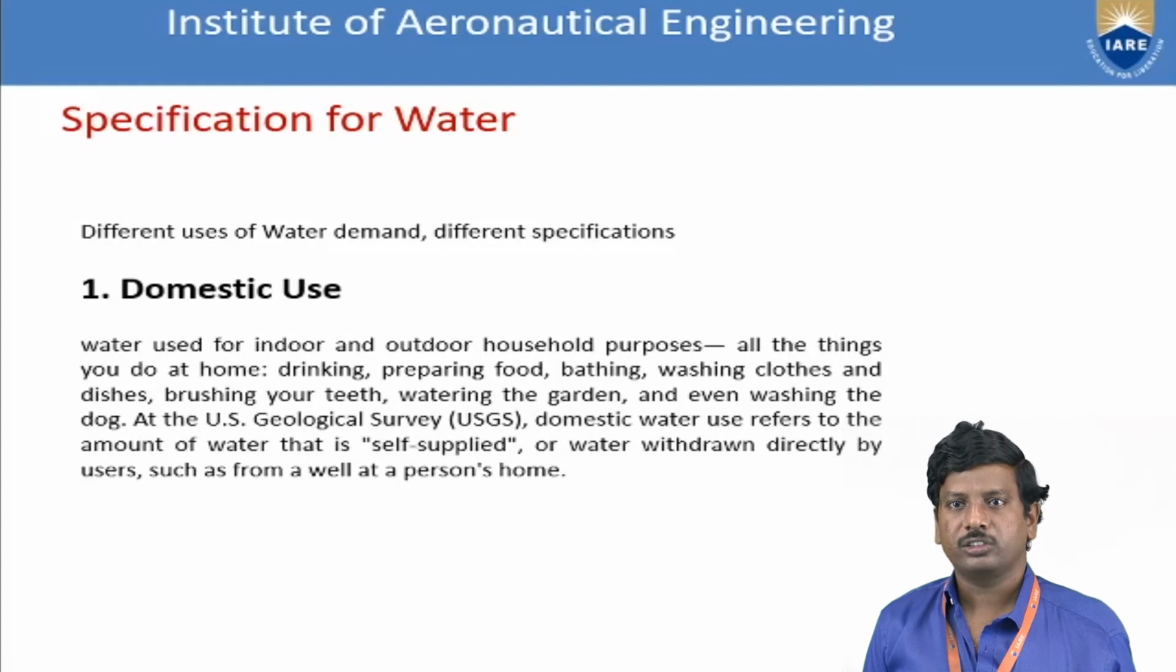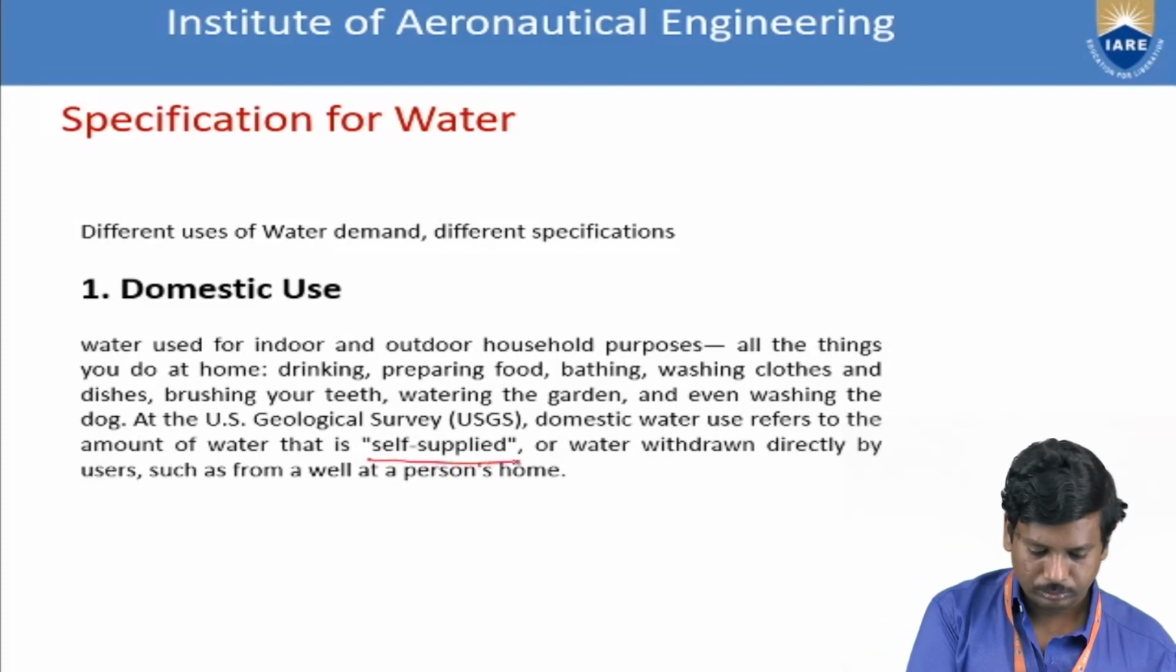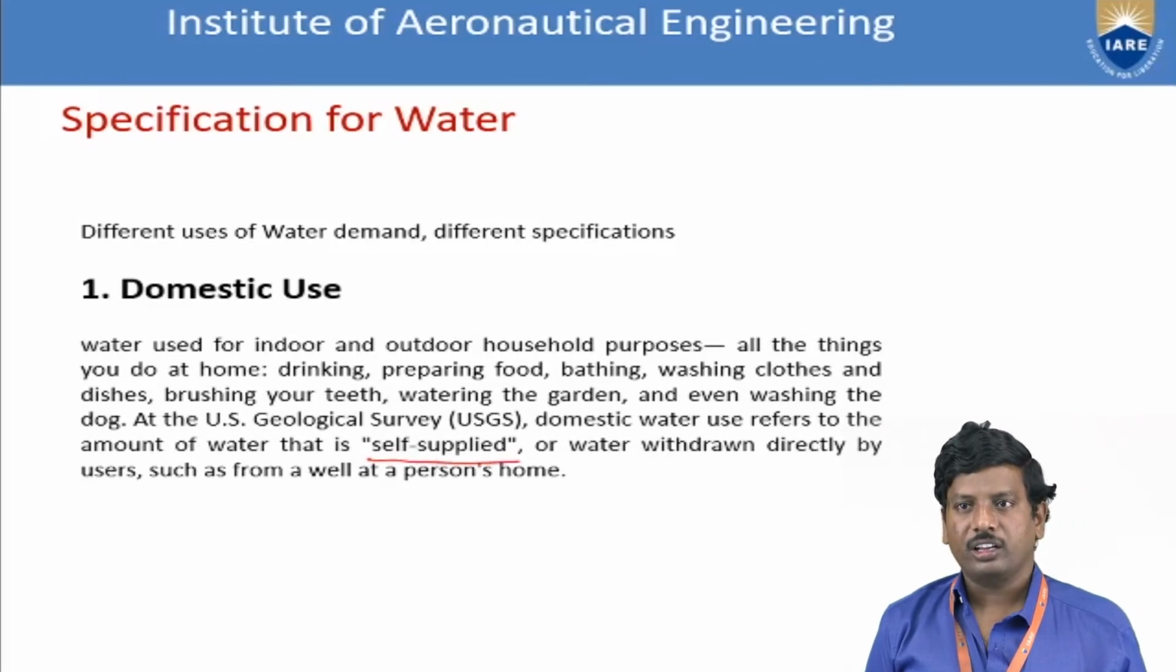Domestic use means water used for indoor and outdoor household purposes. All the things you do at home: drinking, preparation of food, bathing, washing clothes and dishes, brushing your teeth, watering the garden, and even washing the dog. According to the United States Geological Survey, abbreviated as USGS, domestic water use refers to the amount of water that is self-supplied, that means water withdrawn directly by users, such as from a well at a person's home. This is a domestic specification of water.